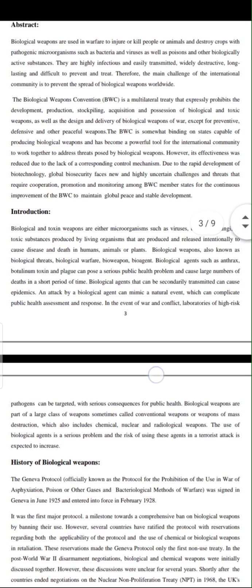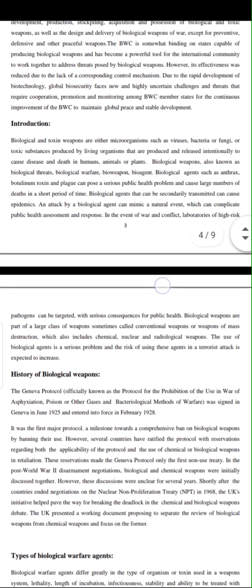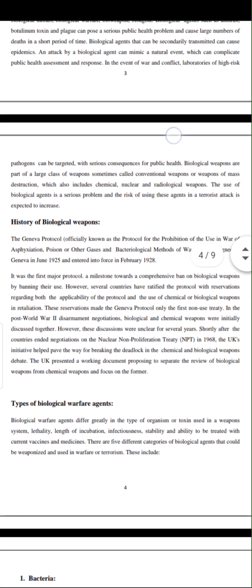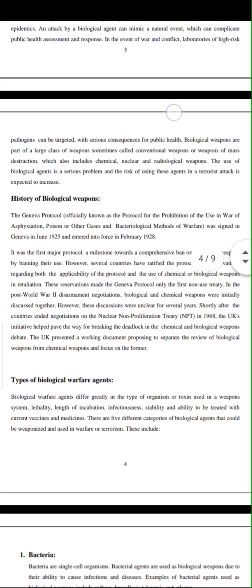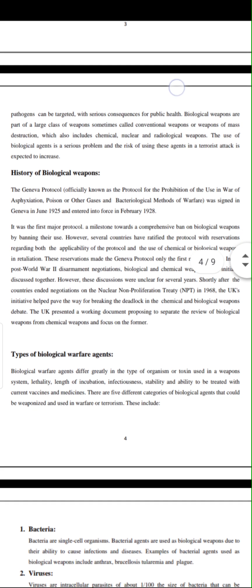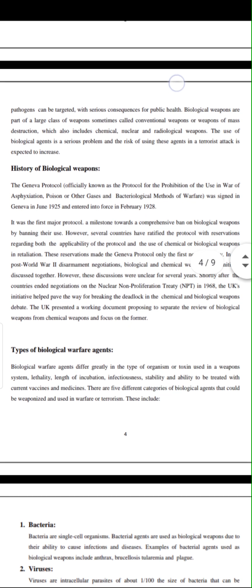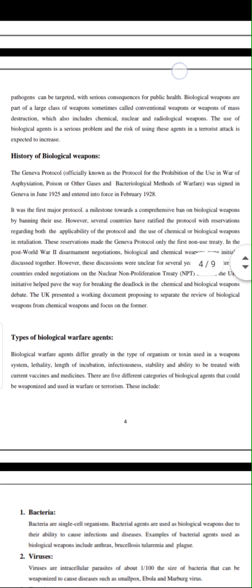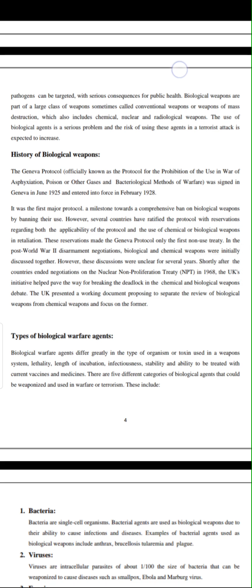Biological weapons are also a part of a large class of weapons, sometimes called weapons of mass destruction, which also include chemical, nuclear, and radiological weapons. Their use is a serious problem, and the risk of using these agents in a terrorist attack is expected to increase. Then comes its history, how they were used in wars to kill people and animals, and destroy plants.